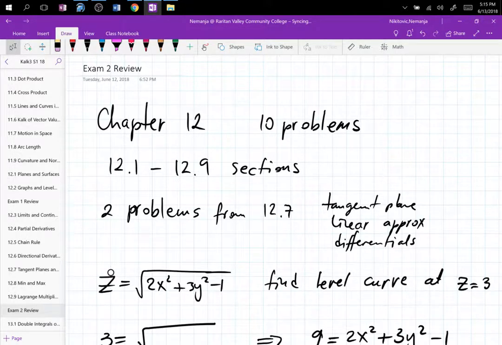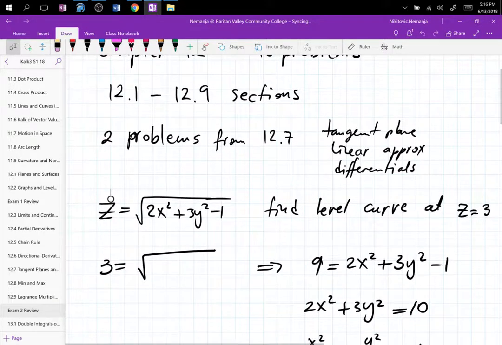We have exam review going for tomorrow's exam. The exam is on chapter 12. We are looking into 10 problems that will be on sections 12.1 through 12.9. I said that most likely two problems will be from 12.7, to make 10, because we have 9 sections, where you have tangent plane, linearization, and differentials.